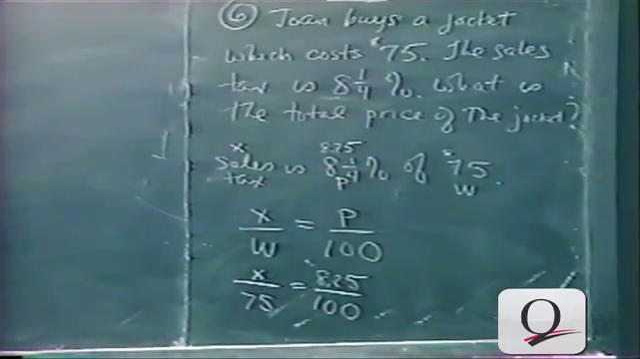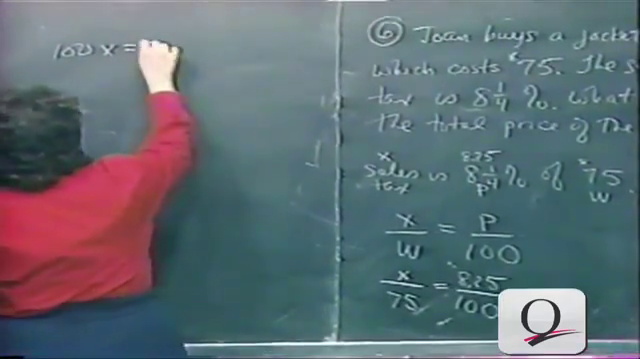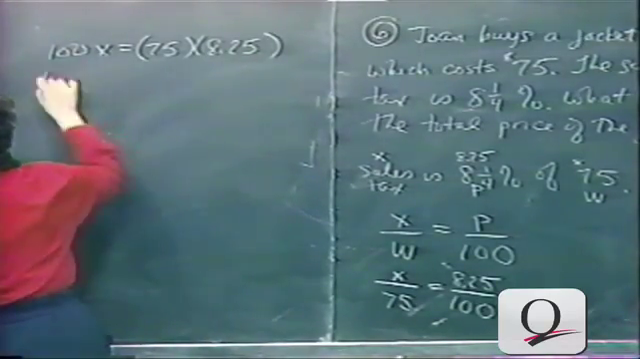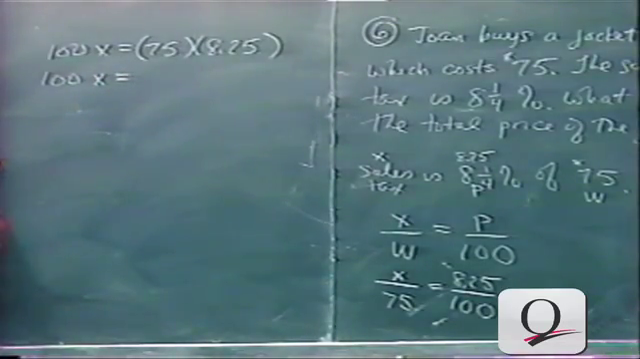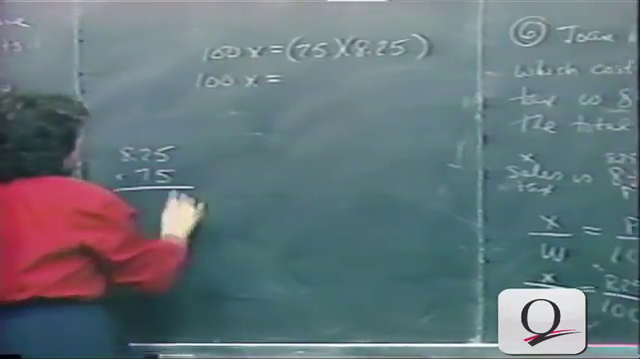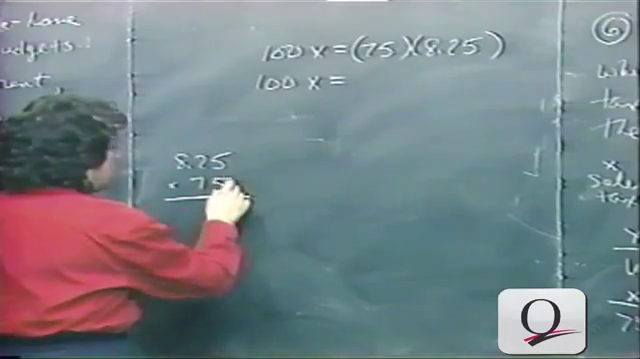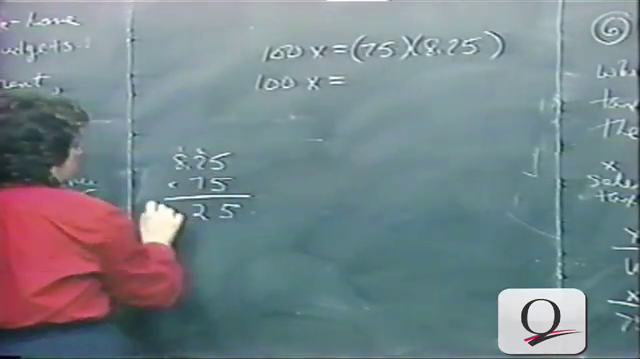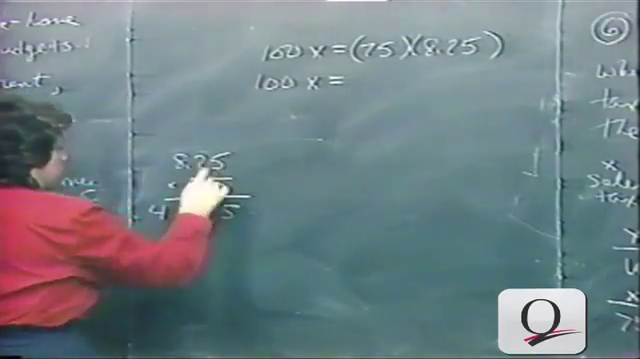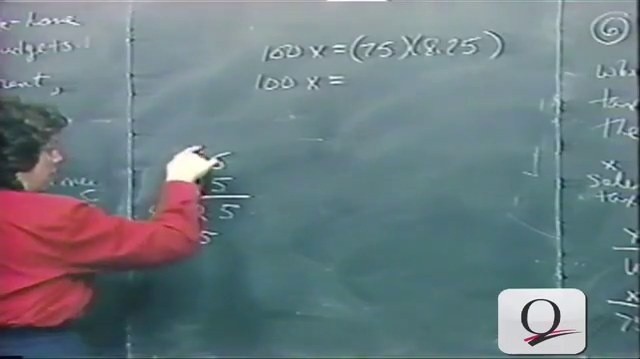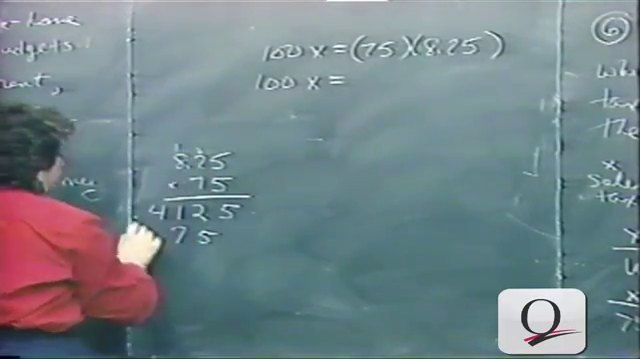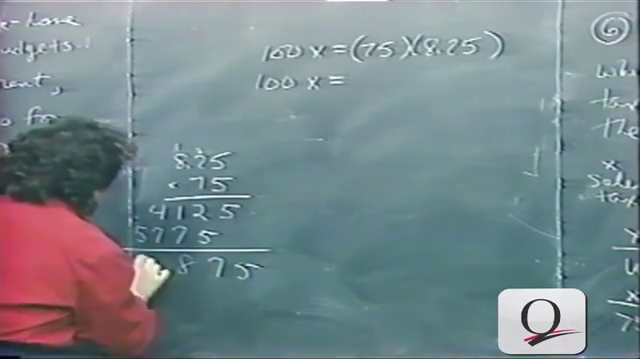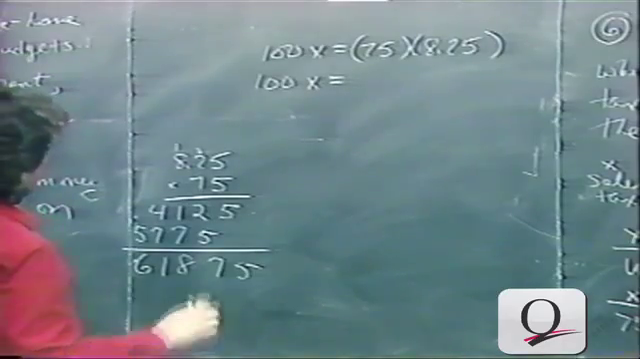Cross multiplying, you would get that 100x is 75 times 8.25. Or 100x is now 8.25 times 75 can be figured out. 5 times 5, 25. 2 times 5, 10, and 2, 12. 8 times 5, 40, and 1. 5 times 7, 35. 2 times 7, 14, and 3, 17. 8 times 7, 56, and 1, 57. Adding up, 5, 7, 8, 1, 6. 61875.